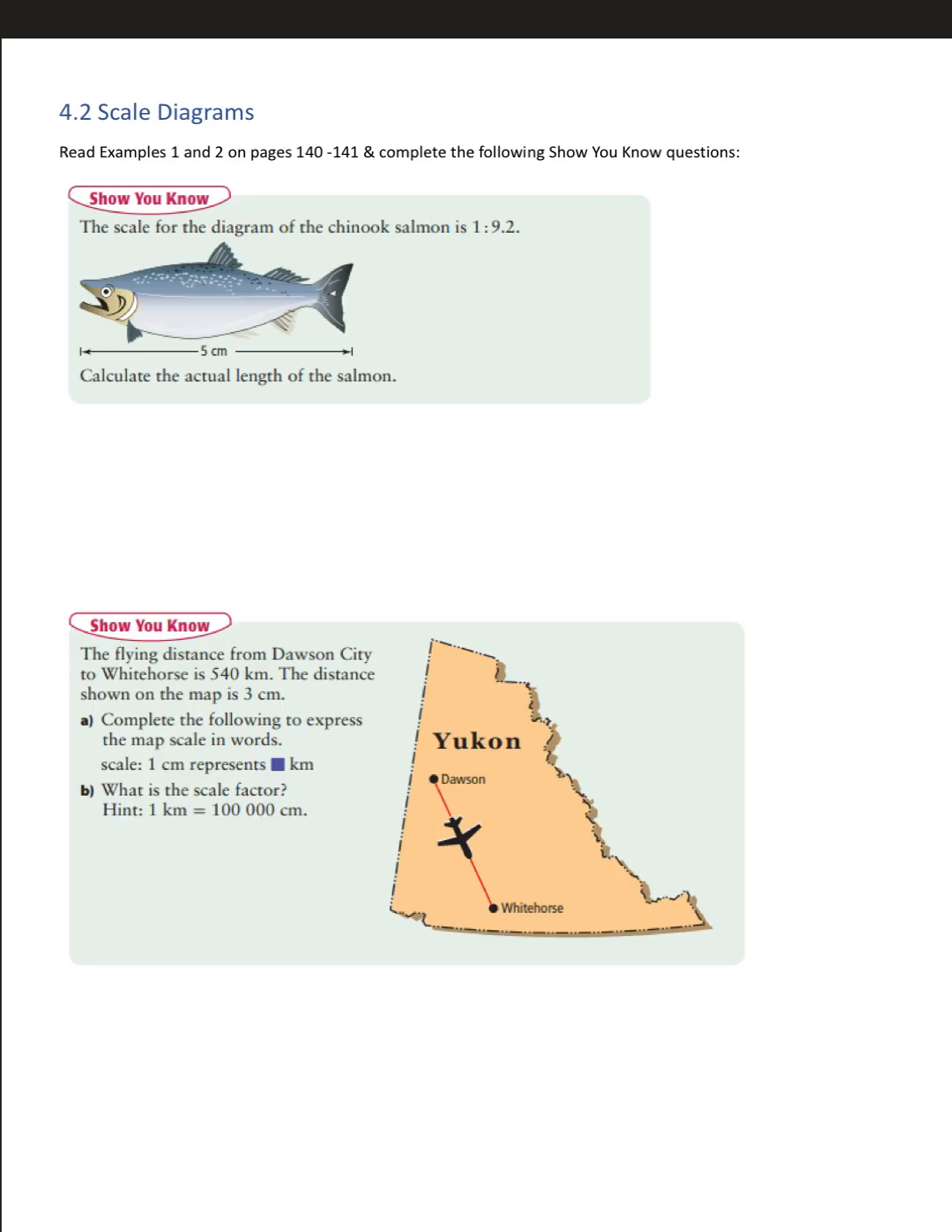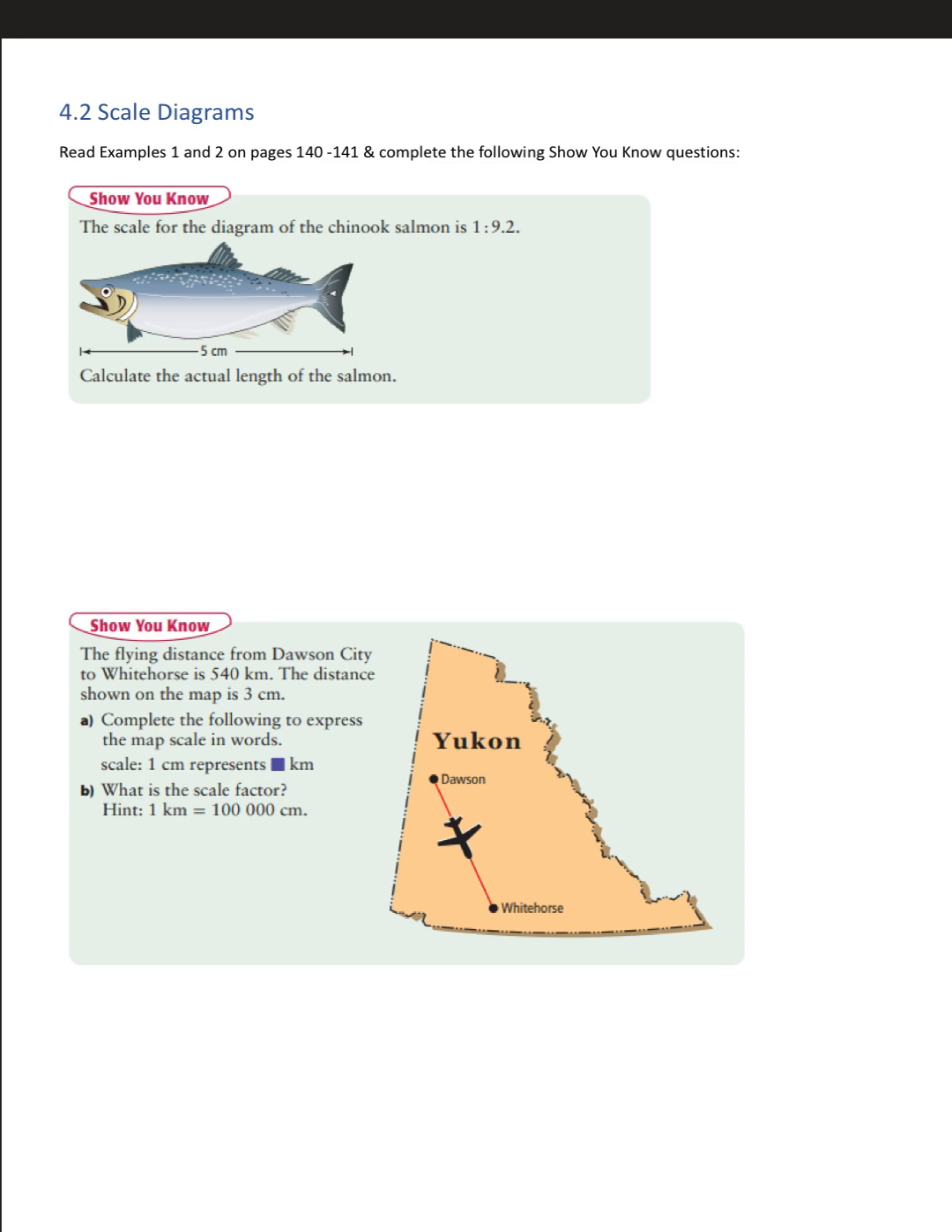4.2 scale diagrams. Looking at the first one shown in the box below. The scale for the diagram of the Chinook salmon is 1 to 9.2. We're asked to calculate the actual length of the salmon. We're also given information in the drawing. We can see that the length of the diagram is 5 centimeters.